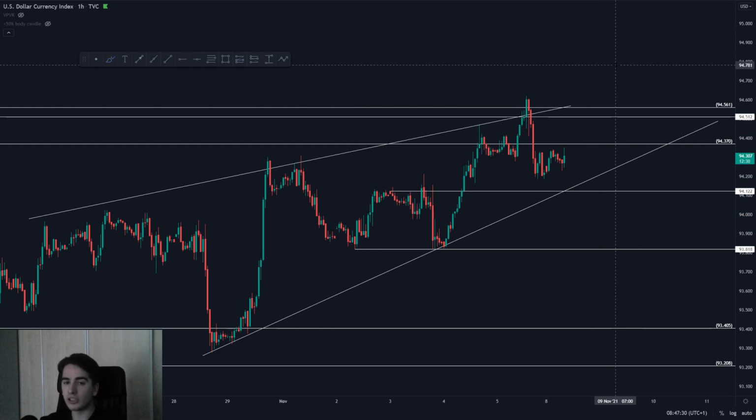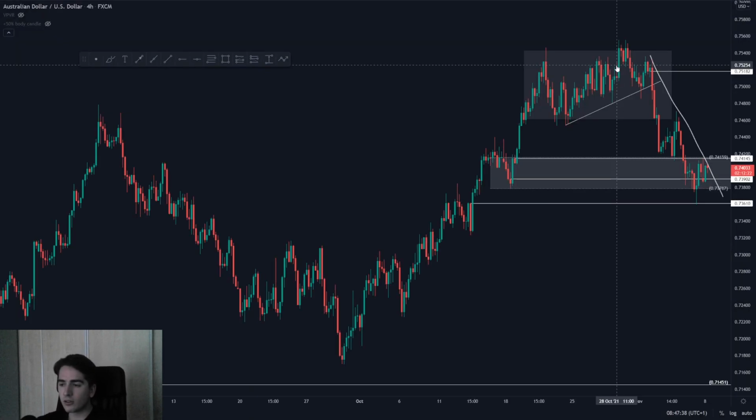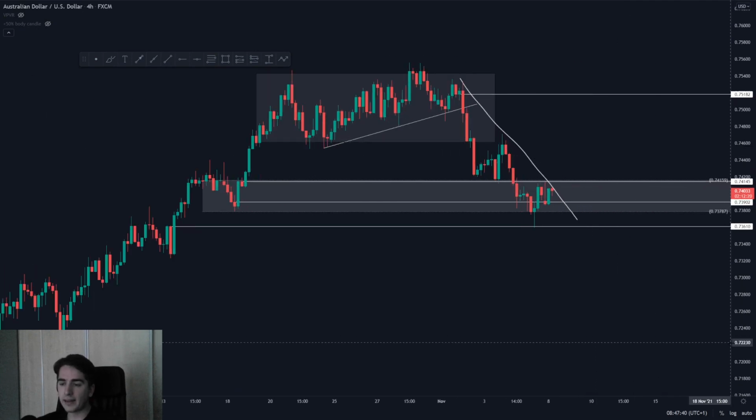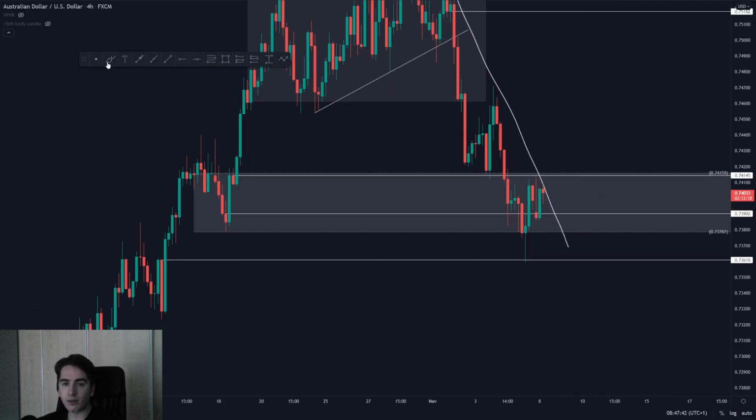Let's head over to Aussie dollar. So Aussie dollar guys, and as we can see, Aussie dollar played out beautifully since Friday. And as we can see guys, these levels that I've been marking out, each time we hit those levels you can see a reaction, so beautiful to see.